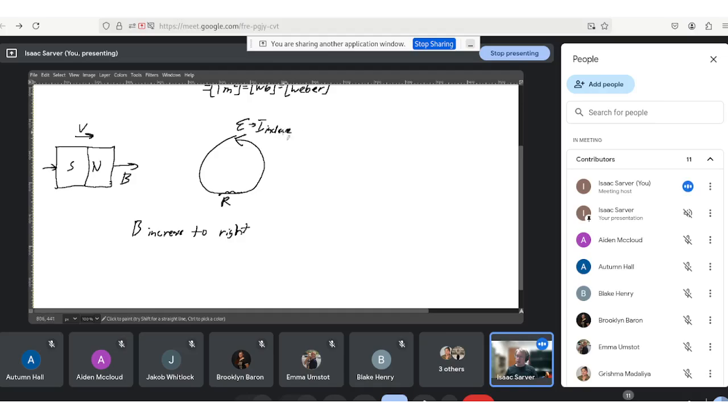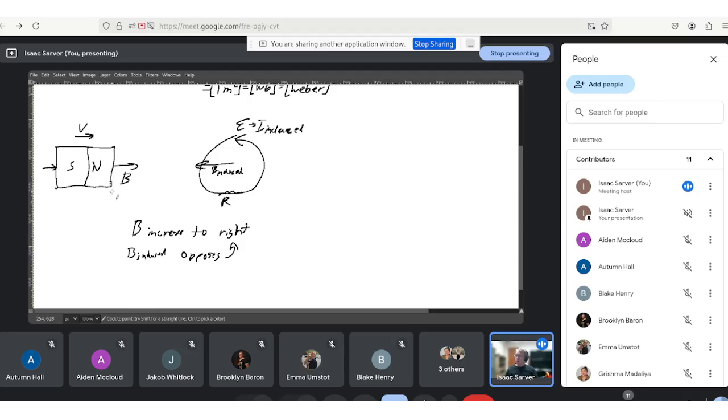If I spell right, induced. And that I is going to go in a direction such that it will produce a magnetic field, B induced, that will oppose B. So in order for B induced to oppose the incoming B, that must mean that the current induced is going counterclockwise through the resistor, and EMF will make it all work out.